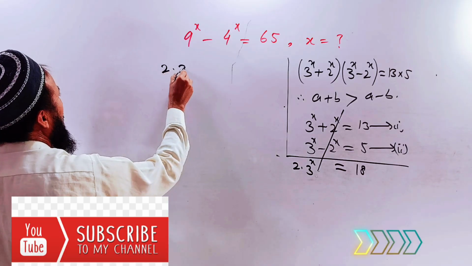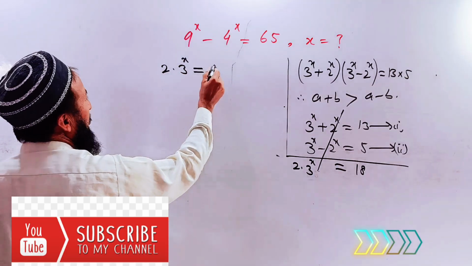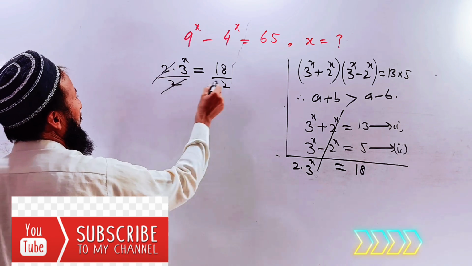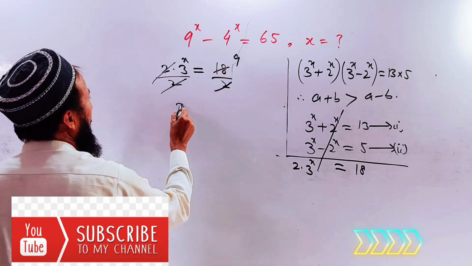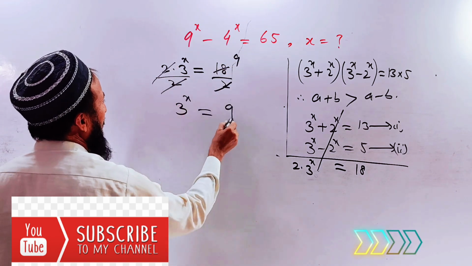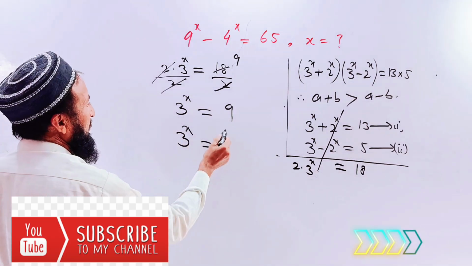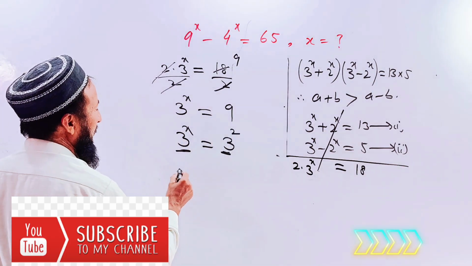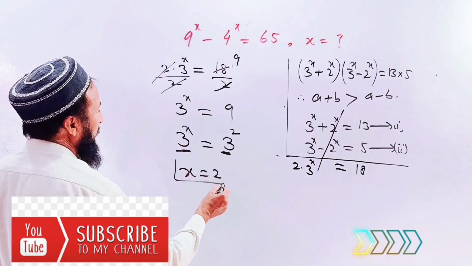Now 2 times 3 exponent of x is equal to 18. Dividing both sides by 2, we get 3 exponent of x is equal to 9. We can write 9 as 3 square. Now the bases are the same, so we compare their exponents: x is equal to 2.